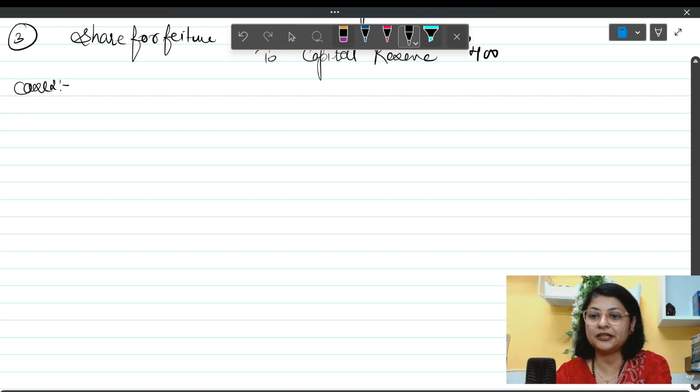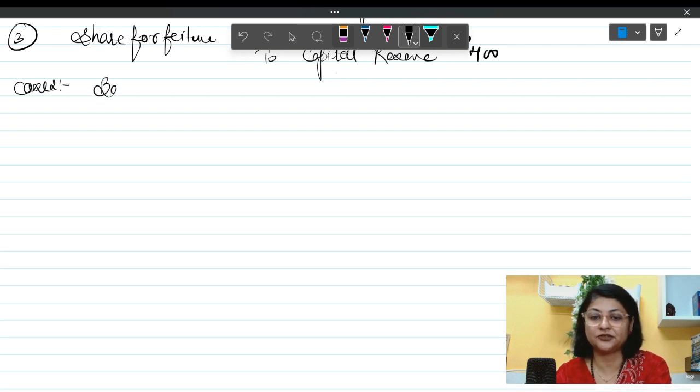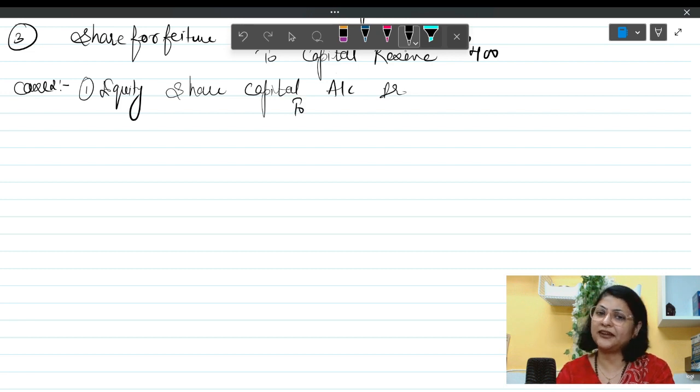The entry is bank account debit. Sorry, again I have written bank. It's not bank. This is equity share capital. The first entry is going to be of share forfeiture: equity share capital account debit. In both call scenarios the entry is always going to be the same. You just have to be careful while writing the figures.